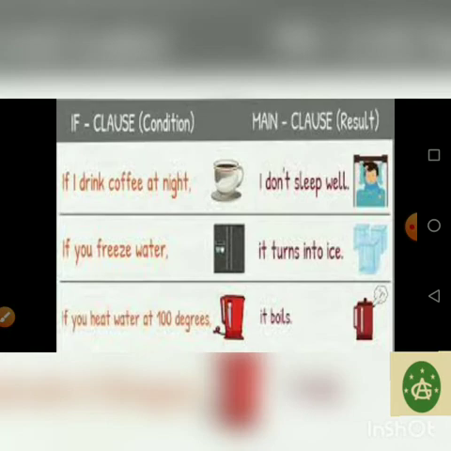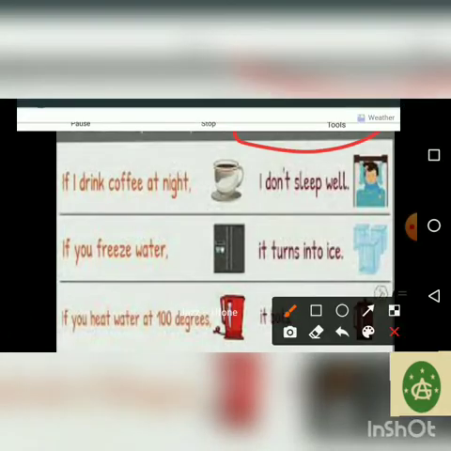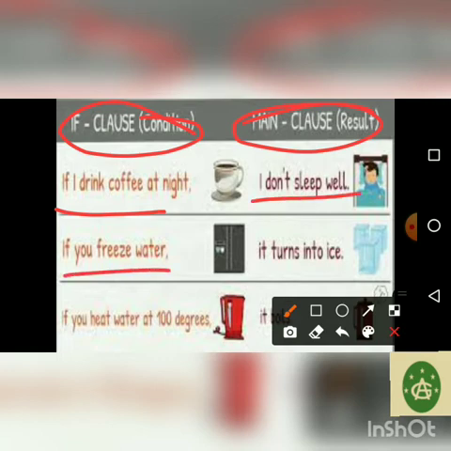Then some more examples are there, but in a different way. Main clause is there with the result, and if clause is also there with condition. If I drink coffee at night, I don't sleep well. If you freeze water, it turns into ice.